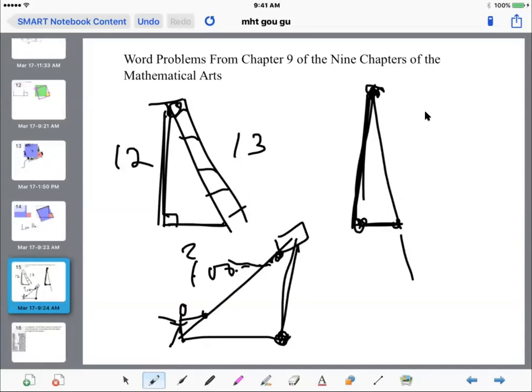Well, in the Nine Chapters of the Mathematical Arts, they end the chapter. I'm sorry, they don't end the chapter. The chapter is 24 word problems that involve right triangles that they have to use a squared plus b squared equals c squared in. But none of them are ladders and kites.